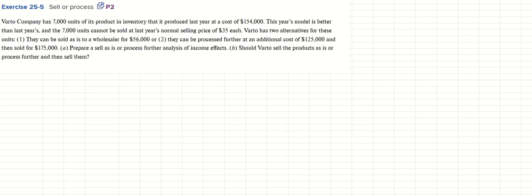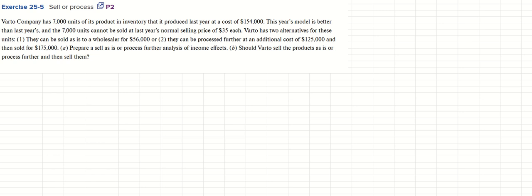Practice problem number 2 for chapter 25. This exercise requires us to determine whether a company should sell a product as is or process the product further. So it all depends on what's going to benefit the company. So it gives us a little bit of information about the company.